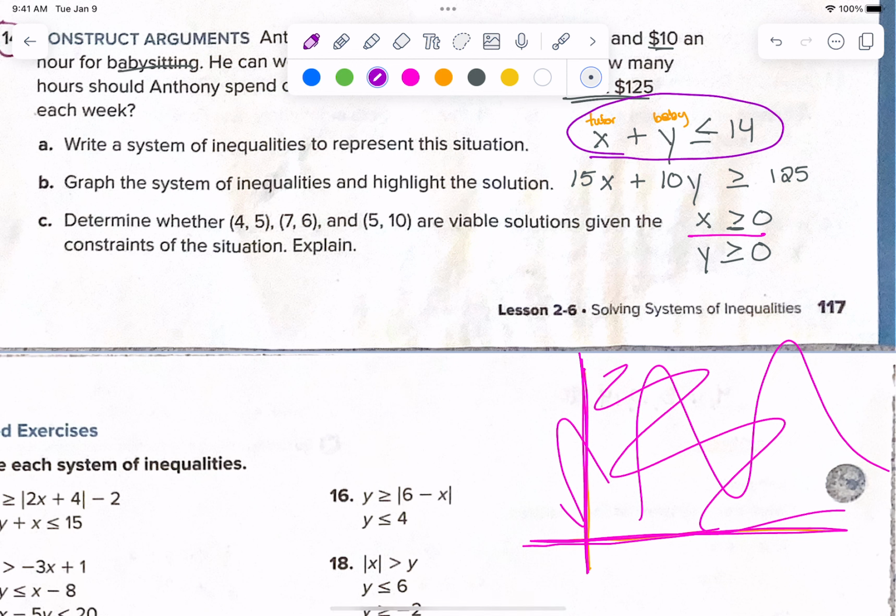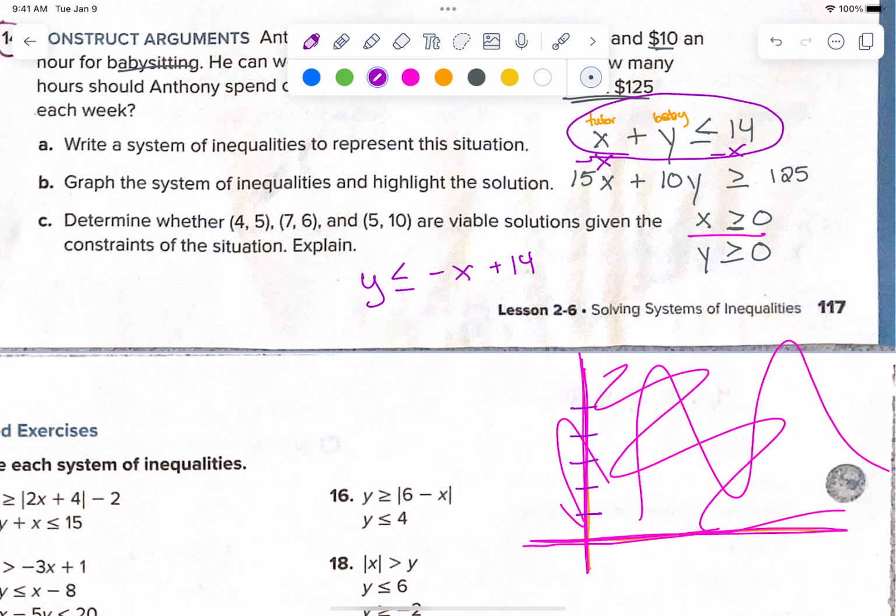X plus Y is less than or equal to 14. Let's fix this. Move the X over. Minus X. So Y is going to be less than or equal to negative X plus 14. Okay? I'm going to go by twos.